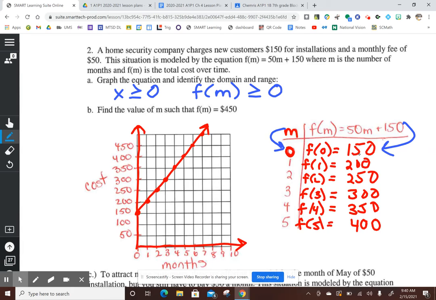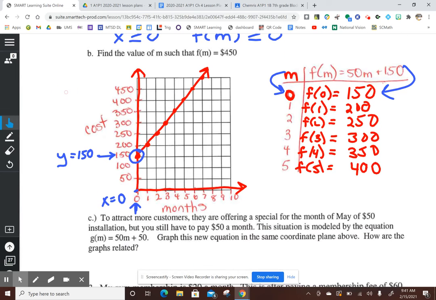Also notice here, when you look for the lowest x value, it's 0, and the lowest y value. So you look at the low point on the chart, y equals 150, x equals 0. That's also where you can get the minimum and maximum for your domain and range. Now, let's see what the next question asks.